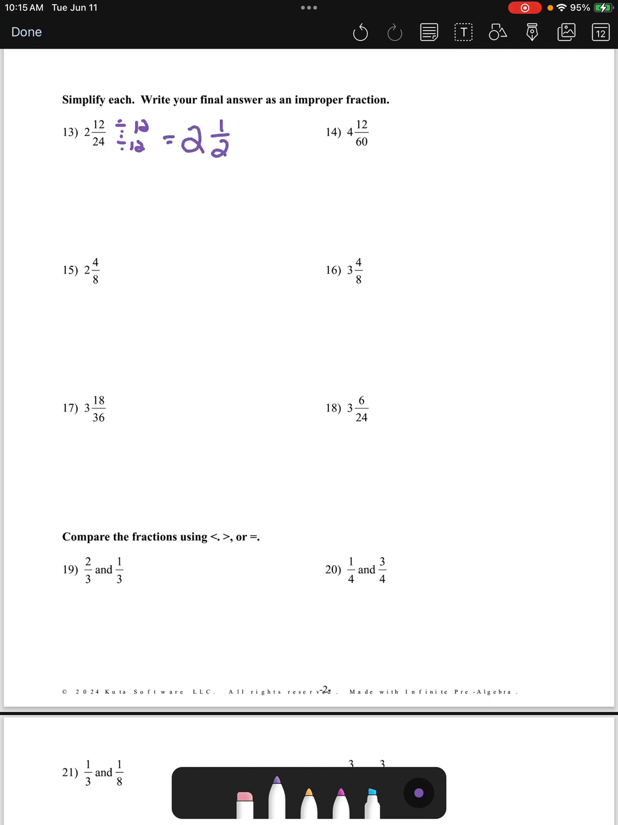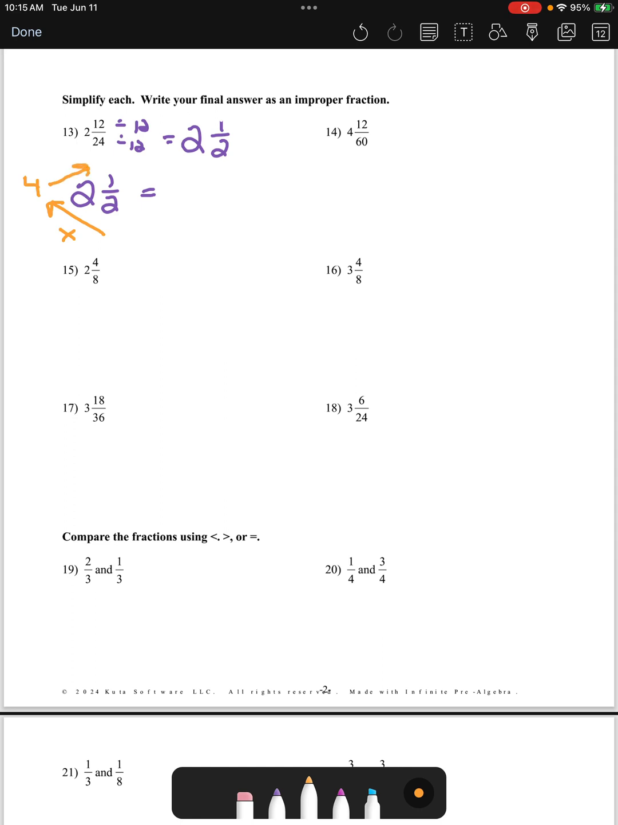So in number 13 we have 2 and 12 24ths. 12 and 24 can both divide by 12. So we have 2 and 1/2. Now the question is, how do we turn that 2 and 1/2 into an improper fraction?